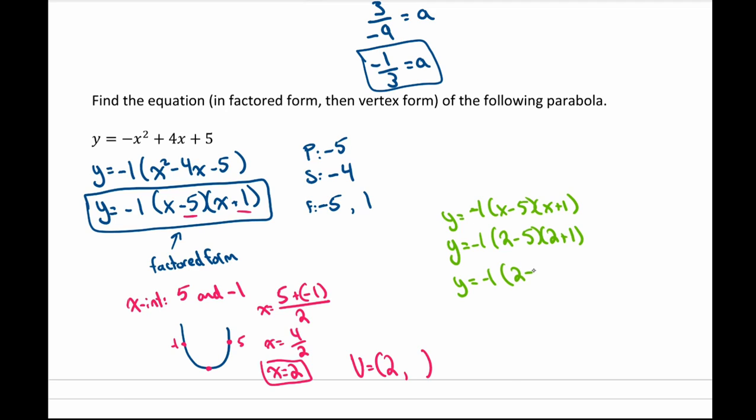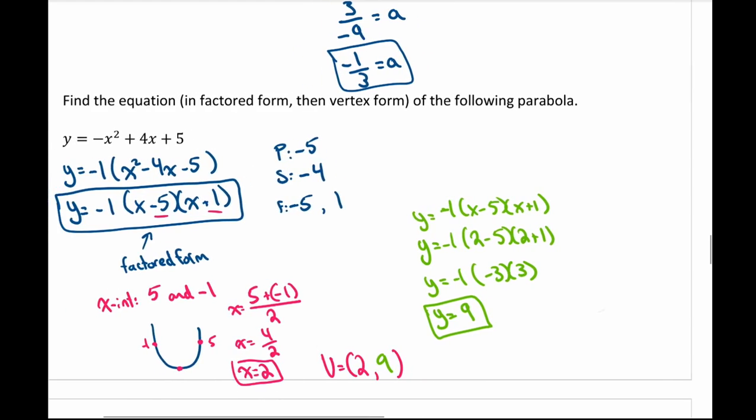So -1 times -3 times +3. And I get y equals, in the end, -1 times -3 is +3, times another +3 is +9. So I know that my vertex is 2, 9.